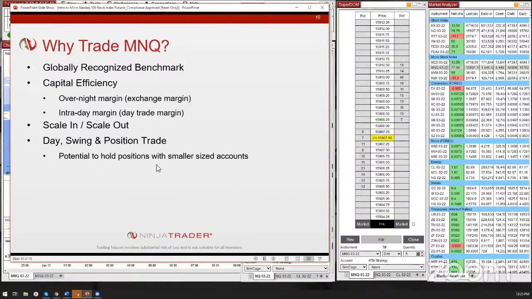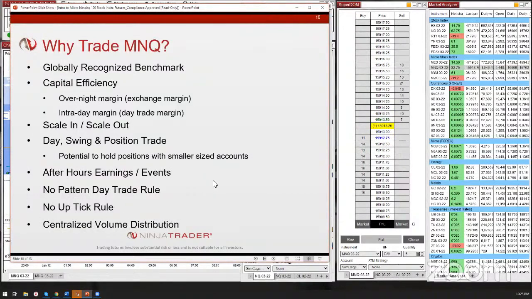So again, the potential to hold positions with smaller size accounts is a benefit. After hours earnings and events, we already talked about that. No pattern day trade rule, no uptick rule. Centralized volume distribution, you can see it here. I mean, there's no market.